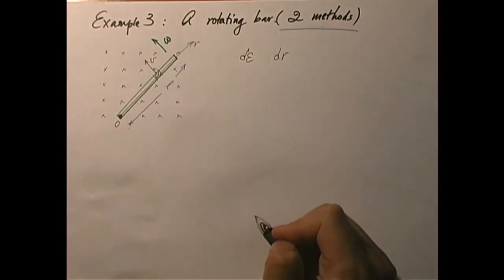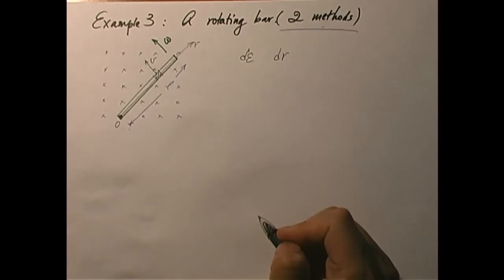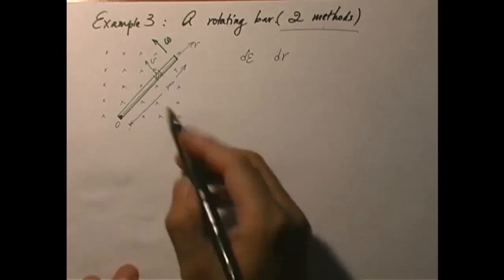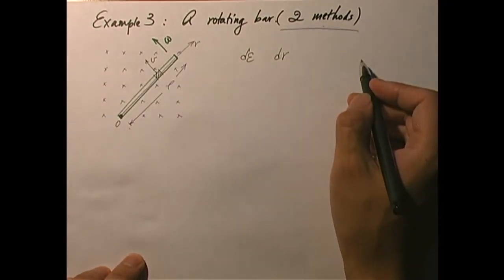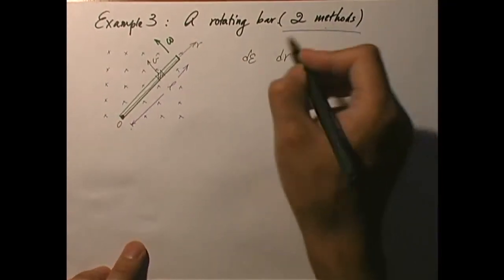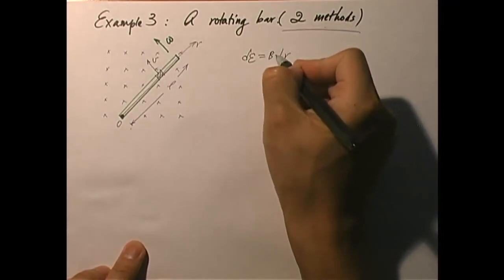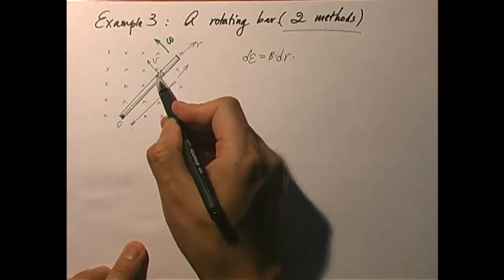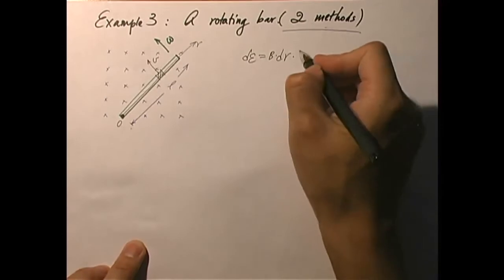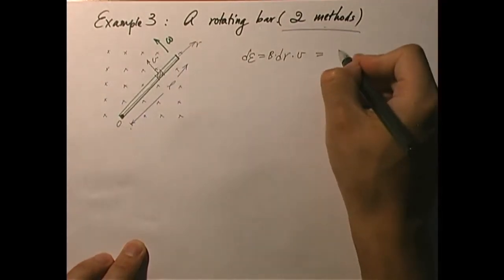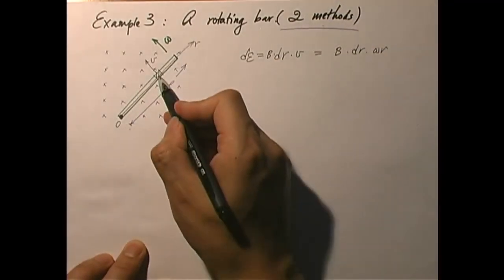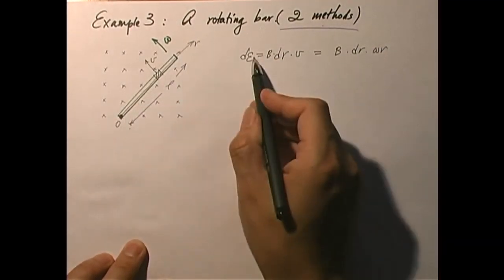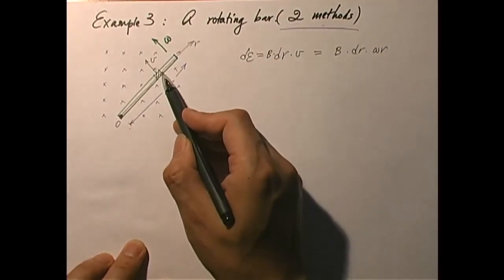Well, remember the formula BLV. L is the length of the bar cutting. Here the bar only has a length dr. So instead of BLV, it will be B times dr times V, right? V is the speed of that particular segment, which is what? I'm going to write down V first, but I know it is just omega times R, where R is the radius between here and there. That is d epsilon. It's the potential difference between this point and that point.